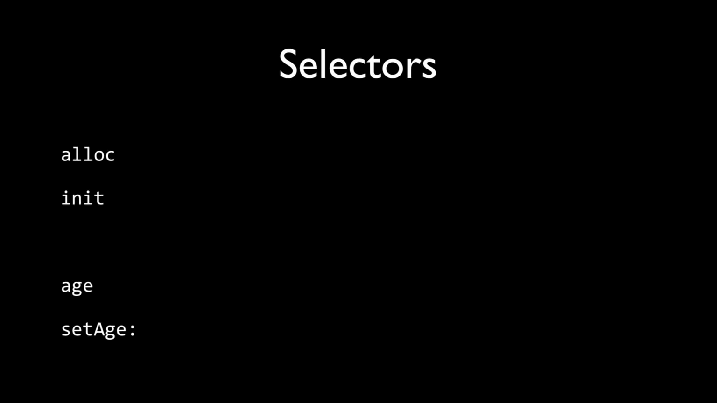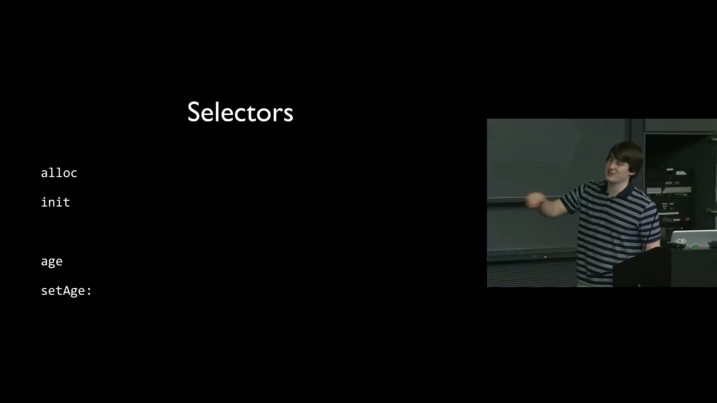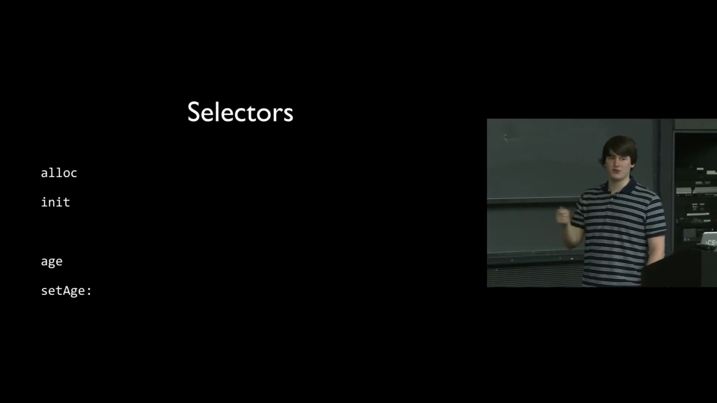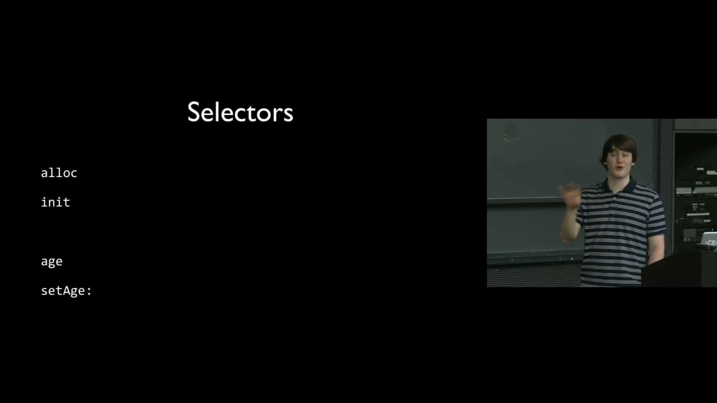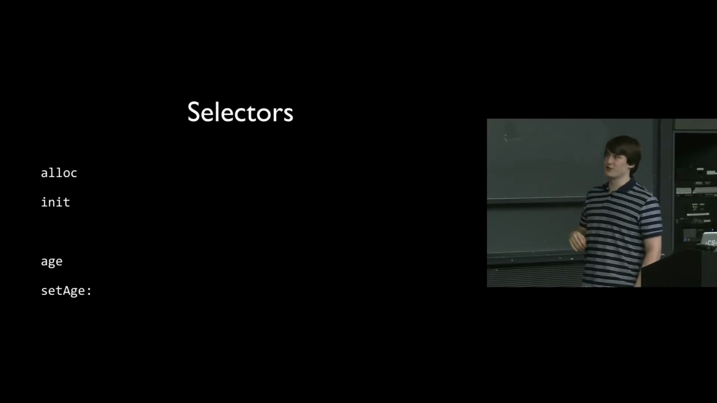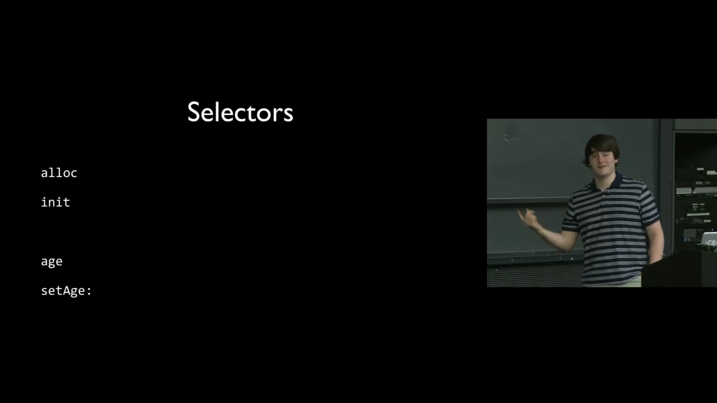So we'll see that in the next example, the right way of doing that. And then we'll see that there are like 10 newer right ways of doing it. So selectors, pretty much an alternative name for method. So alloc, init, age, and set age, colon. Remember the colon is part of the name. Once we see multiple argument functions, we'll see that there will be multiple colons in the name. So all of those are just selectors, and we'll see why that's relevant later.